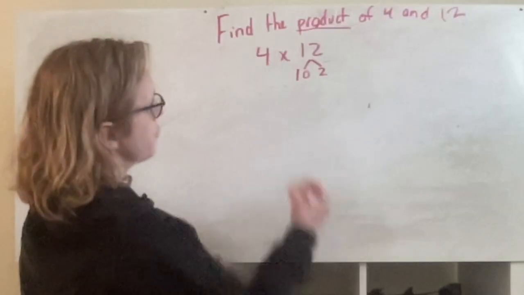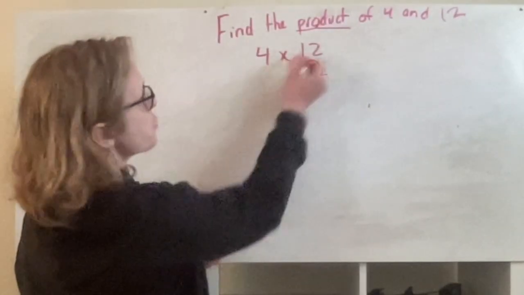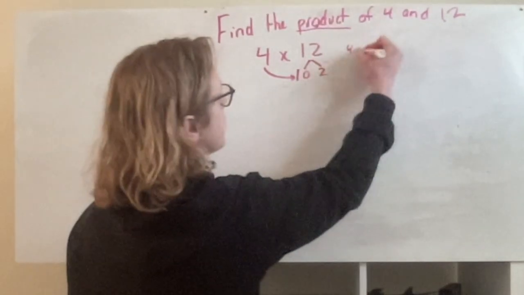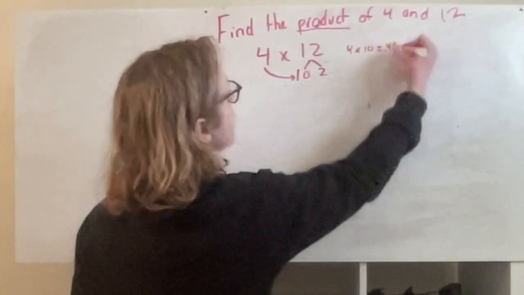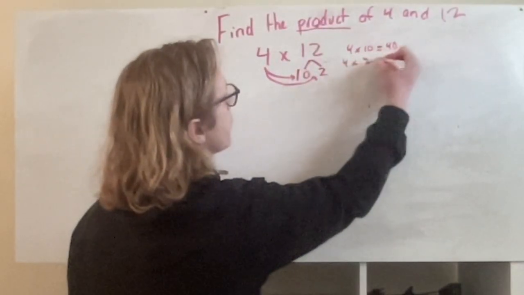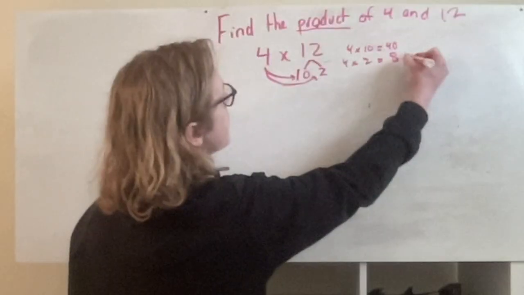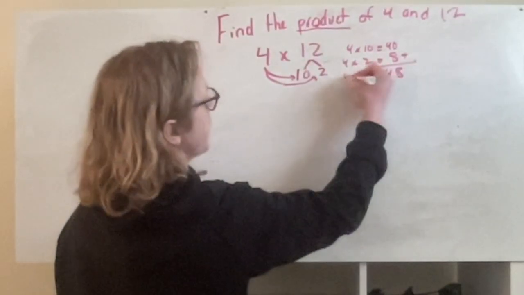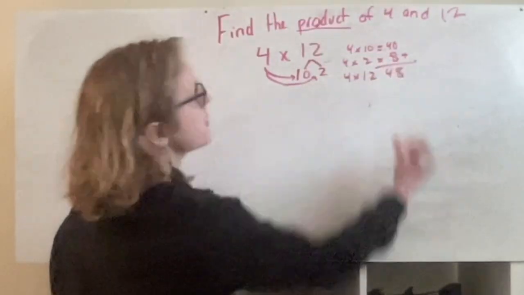And then what we could do from there is find partial products or partial answers, right? We do 4 times 10 gets me 40, and then 4 times 2, which gets me 8. If I combine those values together, 40 plus 8 gives me 48, which is what we get with 4 times 12.